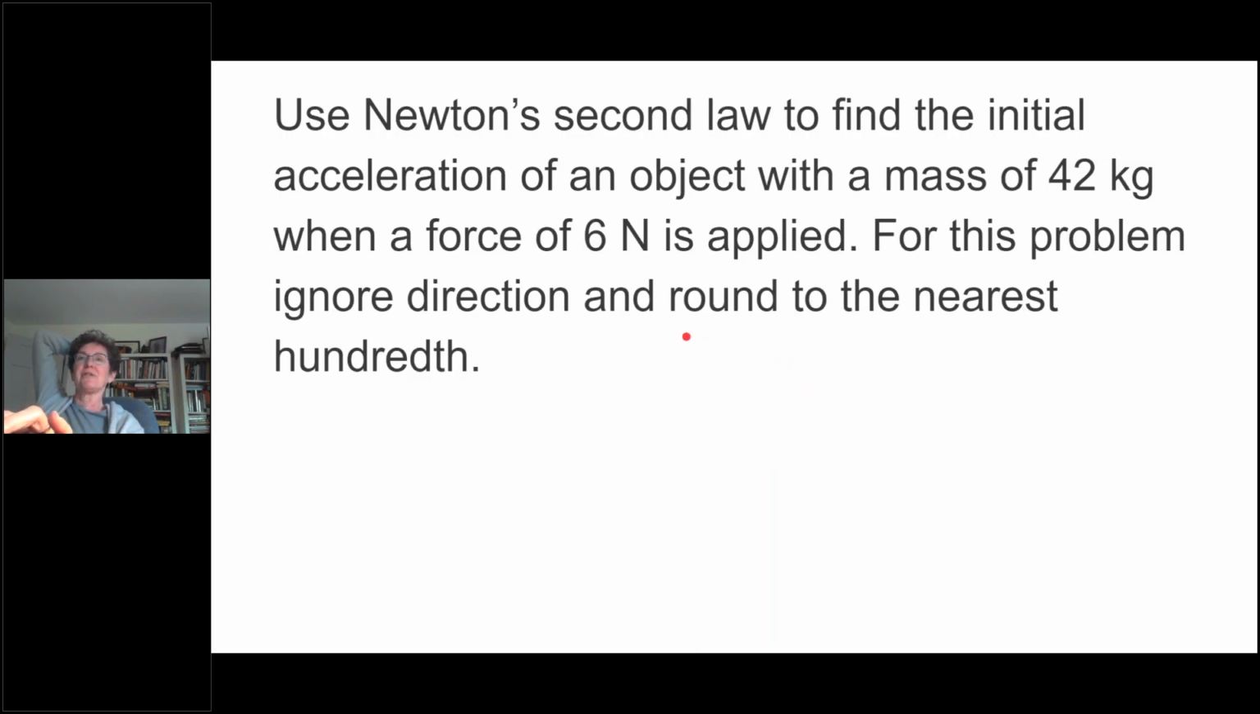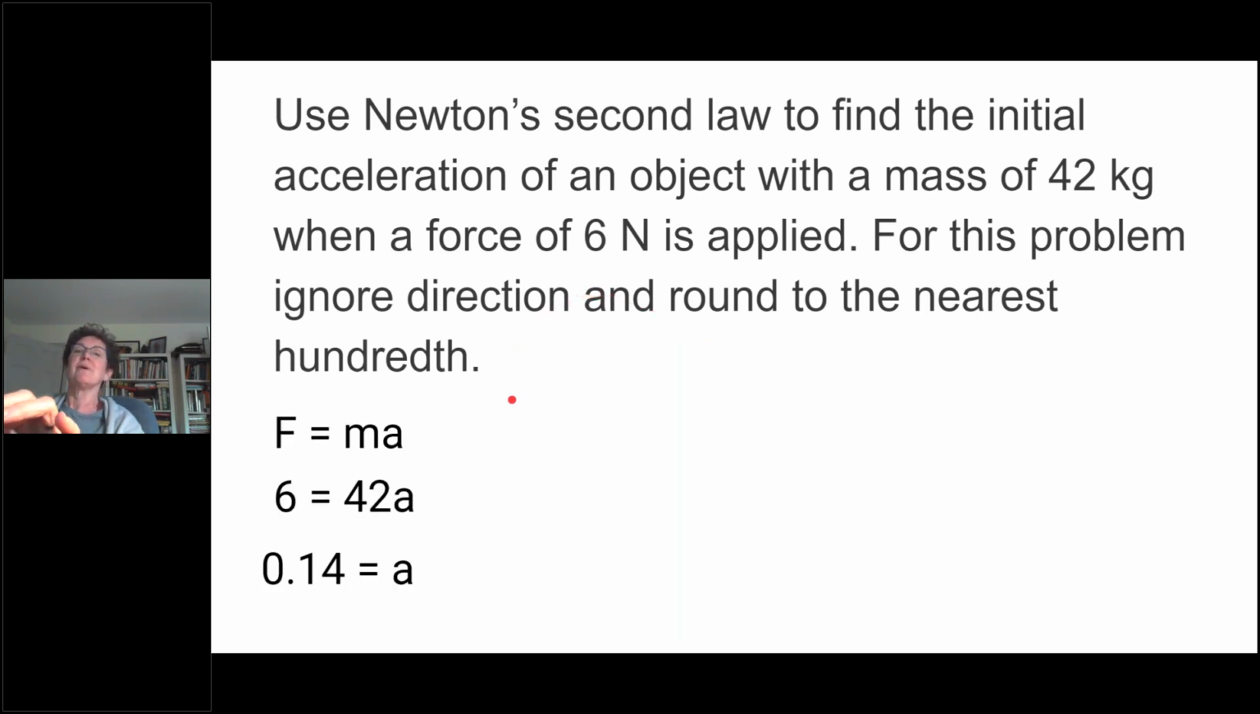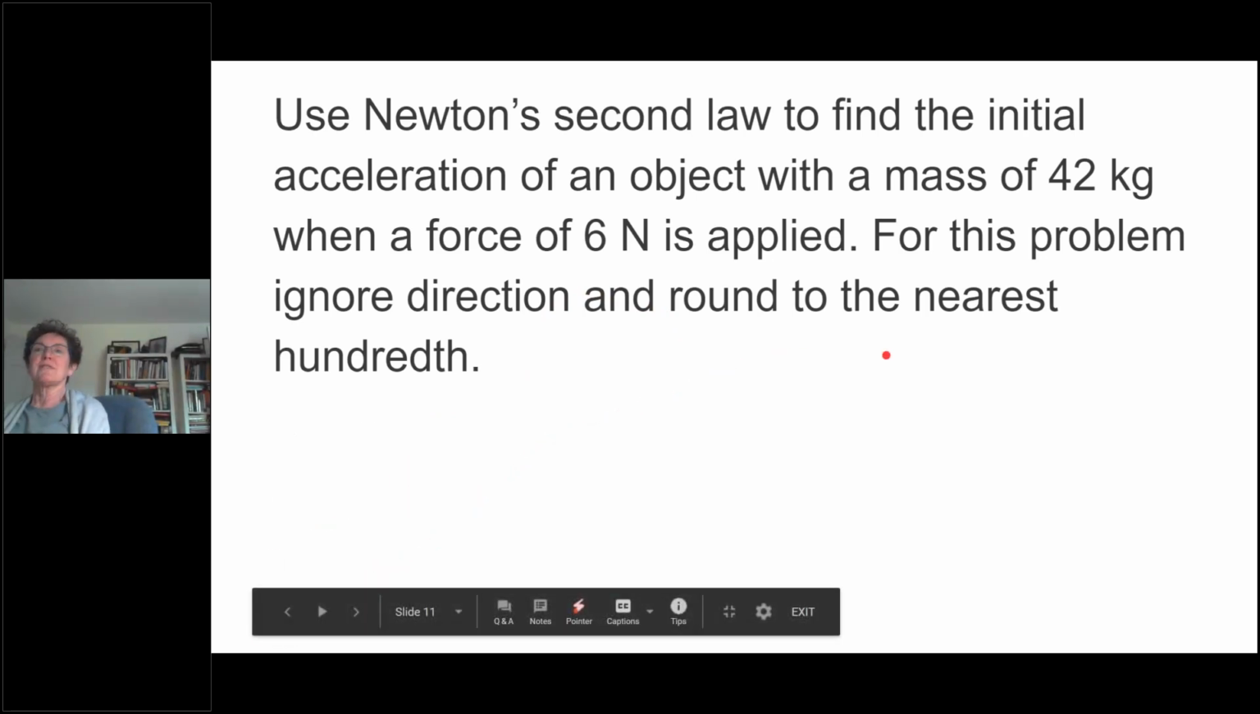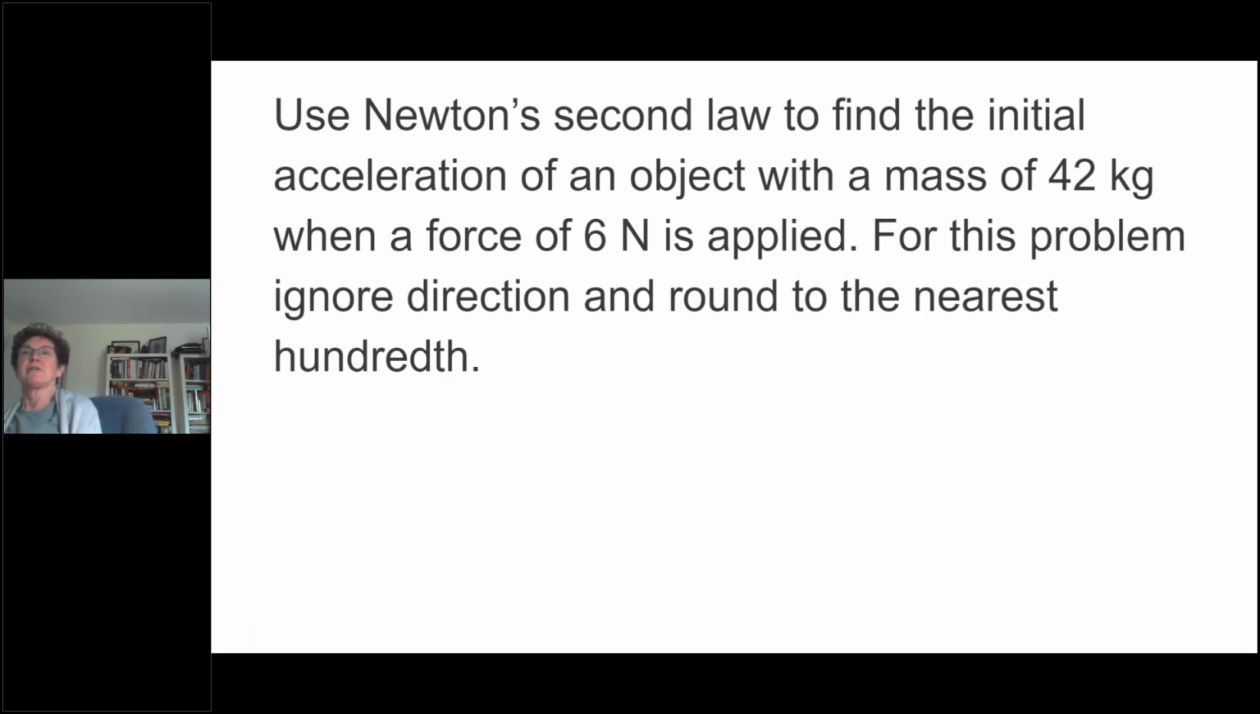Now, here's a question that came from a GED practice test. Oh, I didn't mean to give you all that. Let me back up. Use Newton's second law to find the initial acceleration of an object with a mass of 42 kilograms when a force of 6 newtons is applied. For this problem, ignore direction and round to the nearest hundredth.